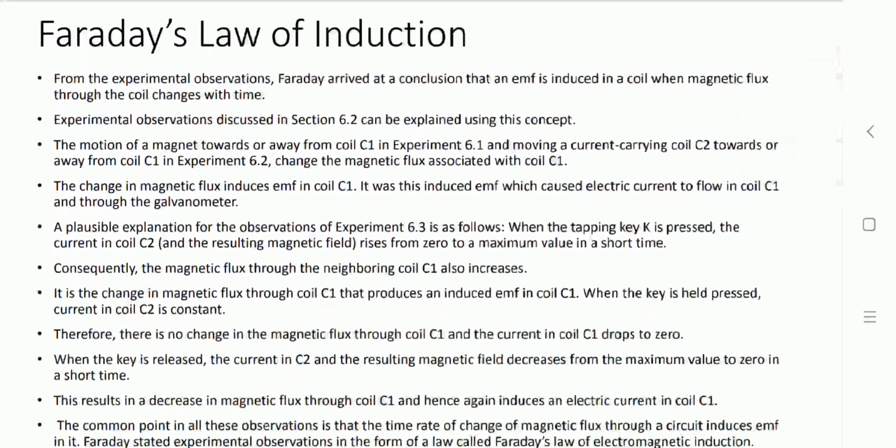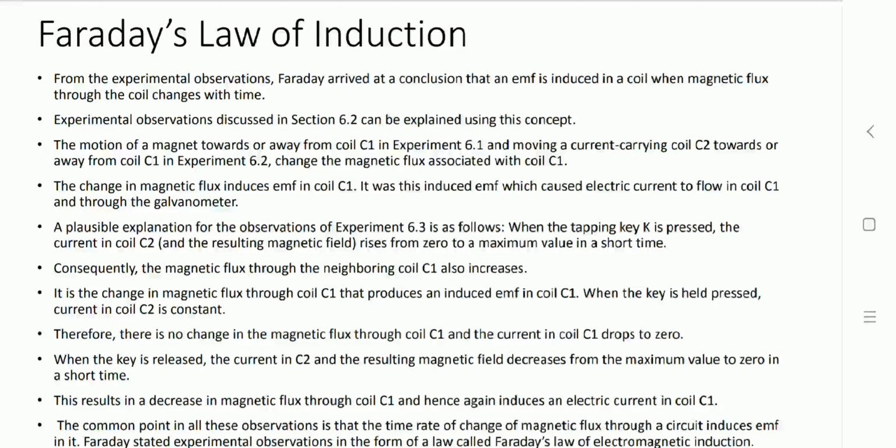Now, the next topic is Faraday's law of induction. We have observed a number of experiments earlier, Faraday's and Henry's experiments, which give the conclusion that an EMF is induced in a coil when the magnetic flux through the coil changes with time. Whatever object we move towards or away from the coil C1, we are varying the magnetic flux. Variation of the magnetic flux can generate an EMF.